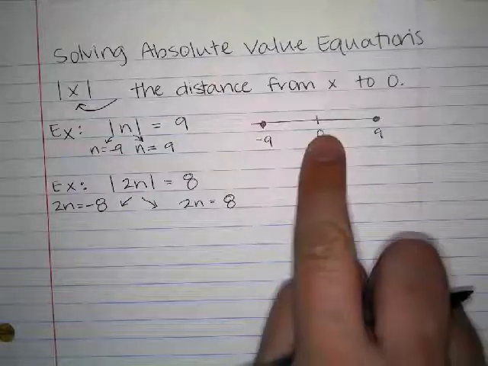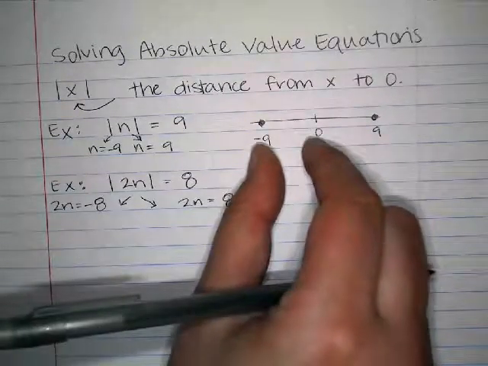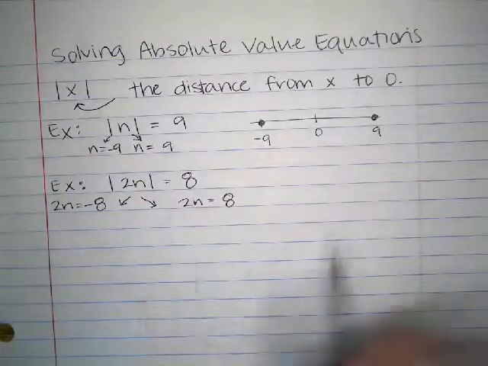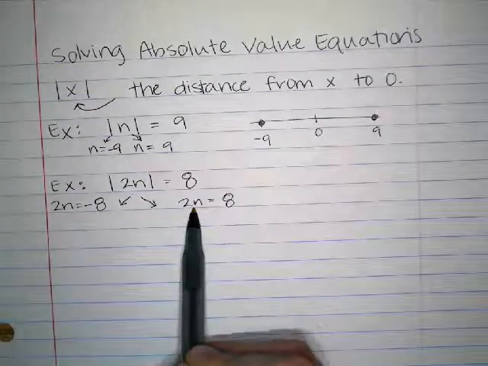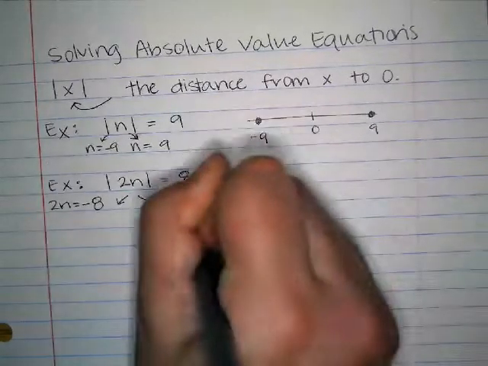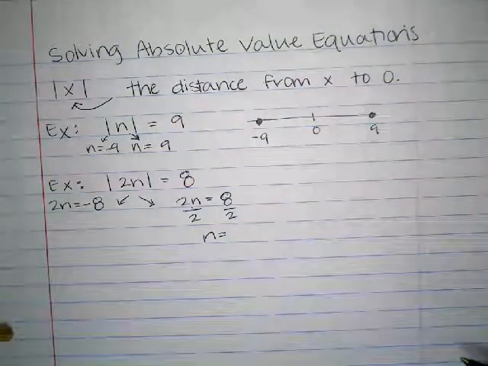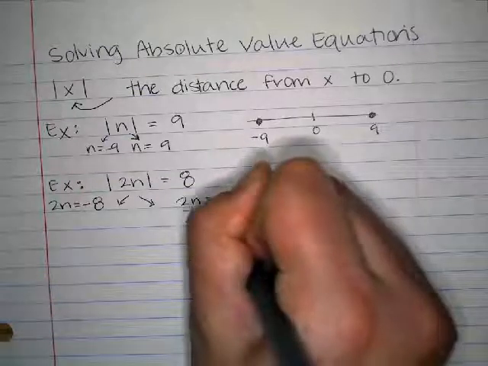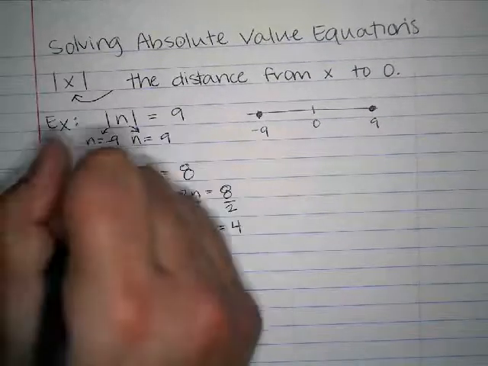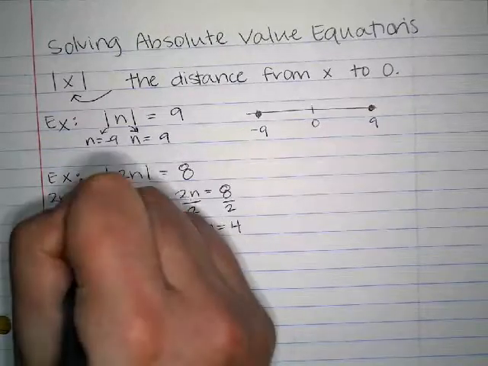So we could think of it as this way on the number line, the positive distance over here. Or again, we still have a positive distance, but we could just think of it as we went to the left instead of went to the right. So what happens if I solve this? How do I get the n alone? Divide by 2, okay? So n equals 4. Over here, I'm going to divide by 2, and what do I get? Negative 4.